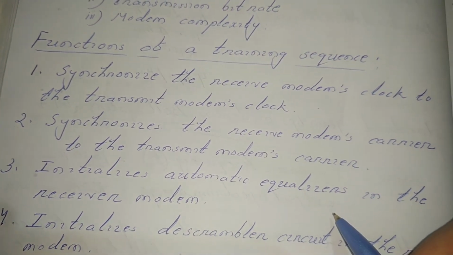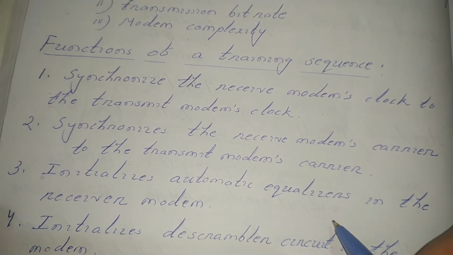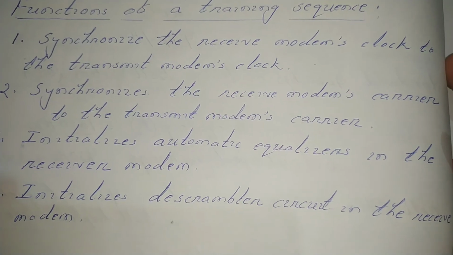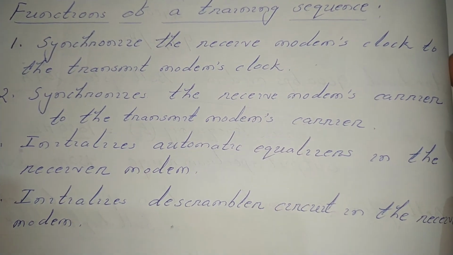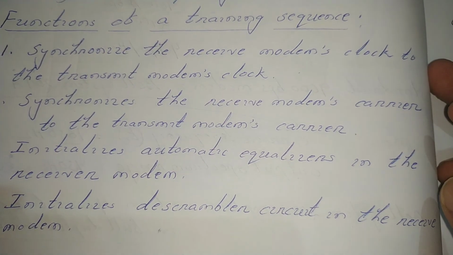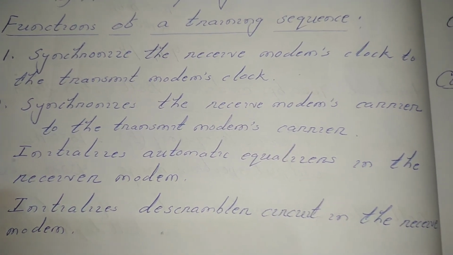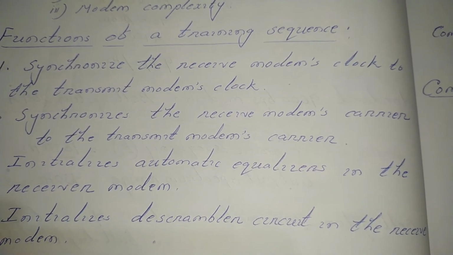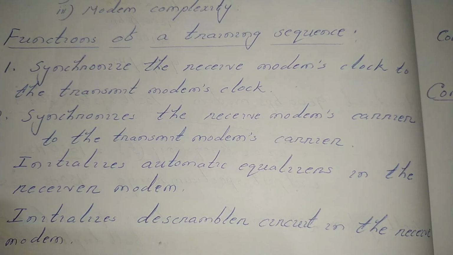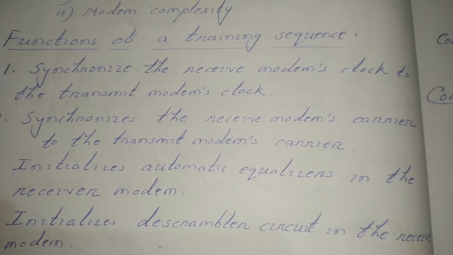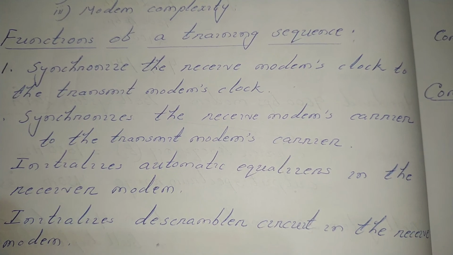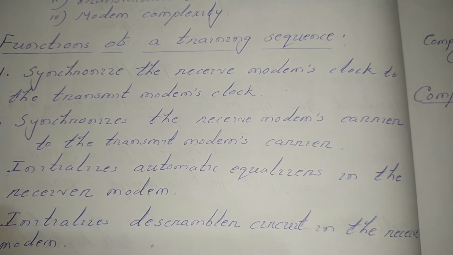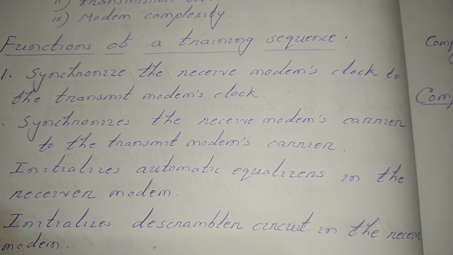Third, it will initialize some automatic equalizers in the receiver modem. Next function: it will initialize some descrambler circuit in the receive modem. From the line encoding chapter, one concept is there about scrambling and descrambling. If a long sequence of ones or zeros is there, then instead of sending that long sequence of ones or zeros, you can send another bit pattern like 1010 that can be decoded or descrambled at the receiver side. Different algorithms are there for scrambling and descrambling.